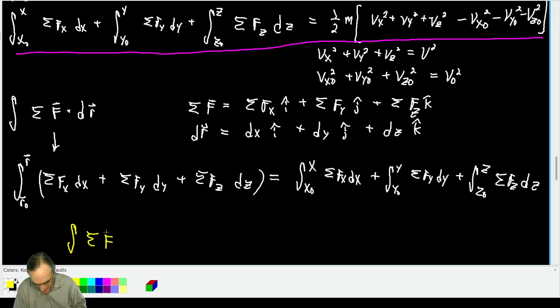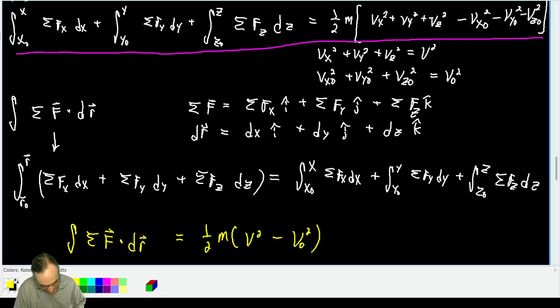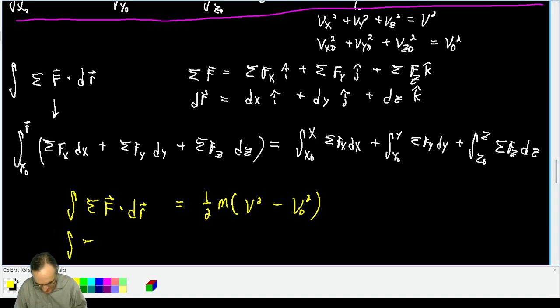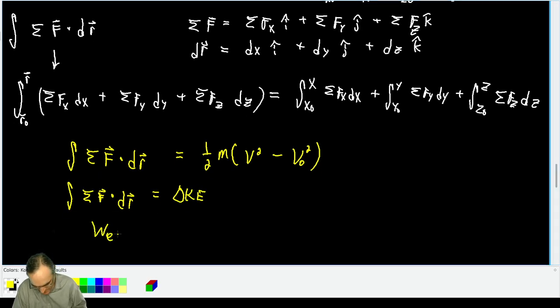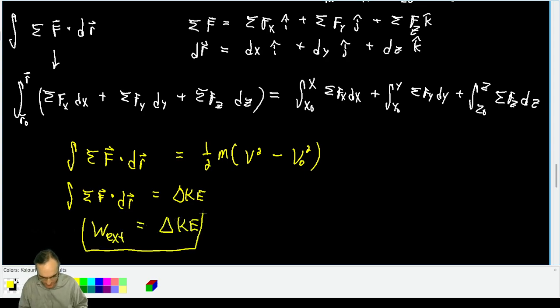The integral of the net force vector dot product with its position vector dr is equal to 1/2 m, speed squared minus speed initial squared, all in parentheses. And that can be rewritten as just the sum of forces dot product the displacement, or dr, equals the change in kinetic energy. Or, last step, we get the work external equal to the change in kinetic energy with the full vector form.